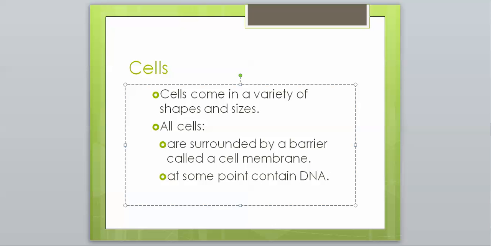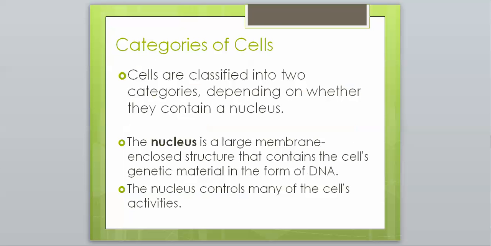And another characteristic of all cells is that they have to contain DNA. So no matter what, if you want to be a cell, you have to have DNA. You have to have a cell membrane, and those are pretty much the only two characteristics that are shared amongst all cells, and that is because we have categories of cells. They're classified into two categories depending on whether or not they contain a nucleus.